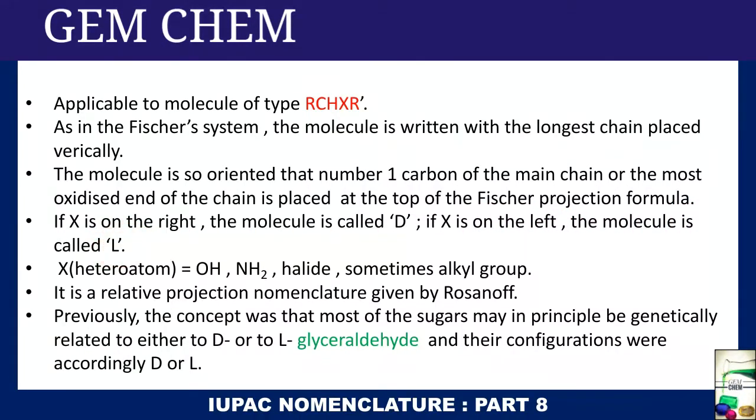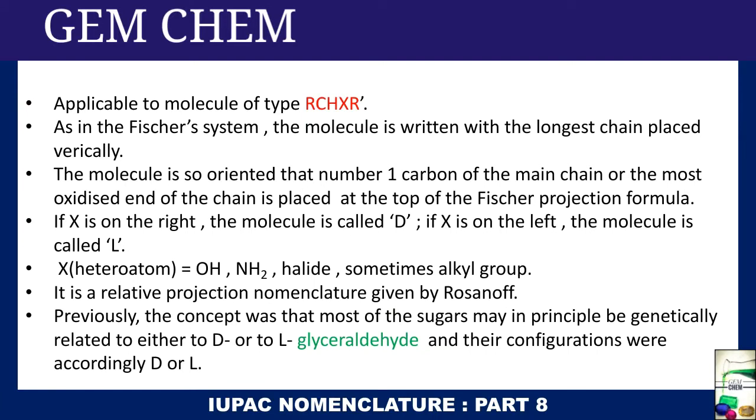And remember, D and L configuration is always given on the basis of a particular functional group. Here X is the functional group. If the functional group is on the right of the Fischer projection, then the molecule is called D, whereas if X is on the left, then the molecule is called L. X can be OH, NH2, halide, and sometimes an alkyl group also. Basically they must be heteroatoms, but sometimes we can do it with reference to CH3 or any kind of alkyl group. This is a relative projection nomenclature given by Rozanov.